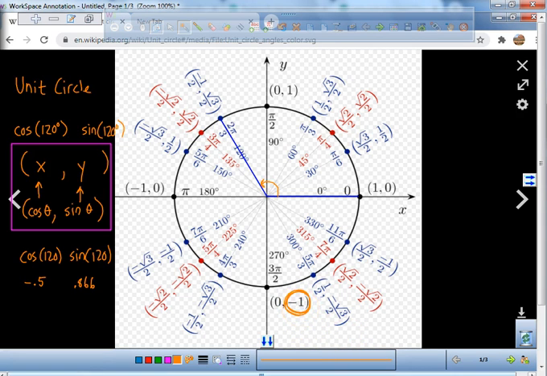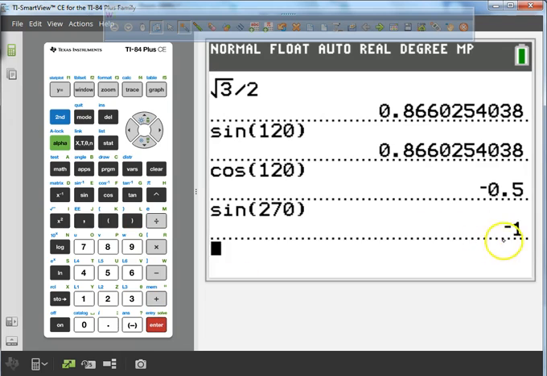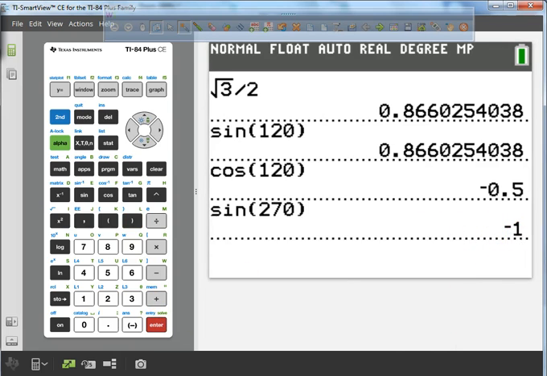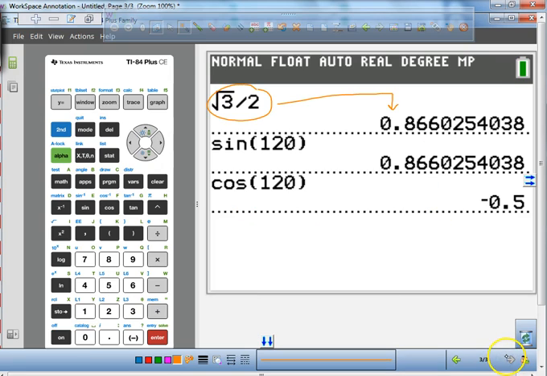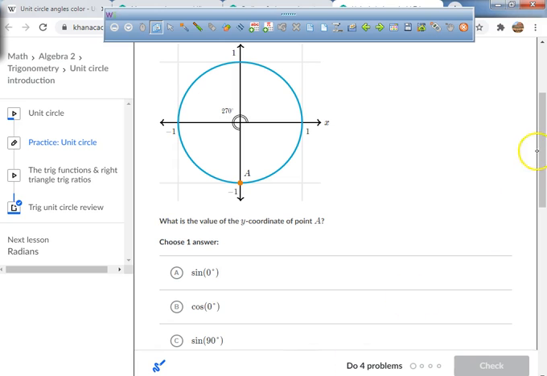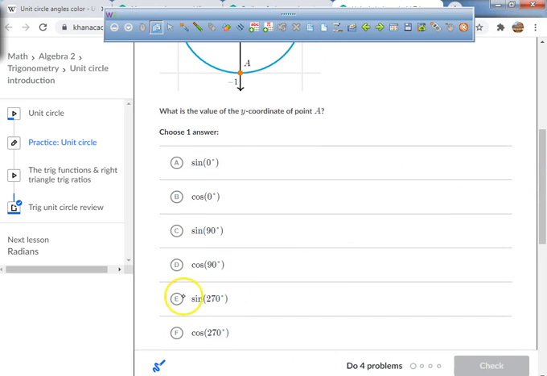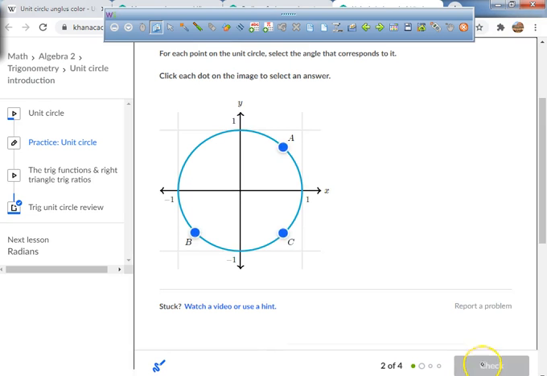Negative 1. Watch this, ready? Sine of what? Sine of 270, what should it spit out if we're correct? Negative 1. So what is the Khan Academy asking for in this problem? It's saying we're looking for the sine of 270. That's what we're looking for. So I'll go over here, take a look at it. We're looking for the sine of 270. There's my answer. Problem 1 done.